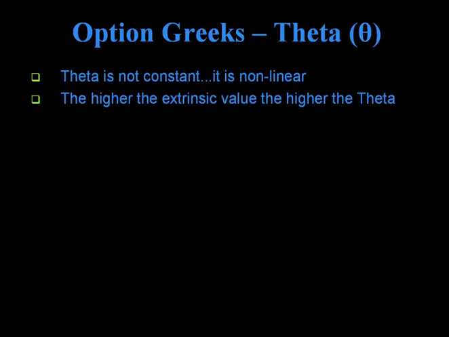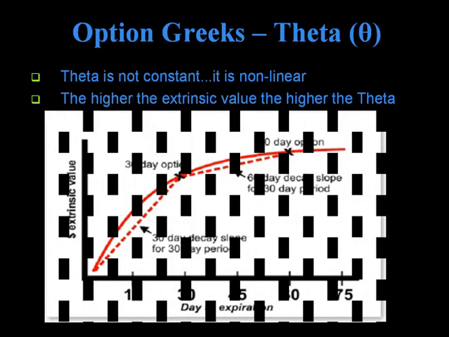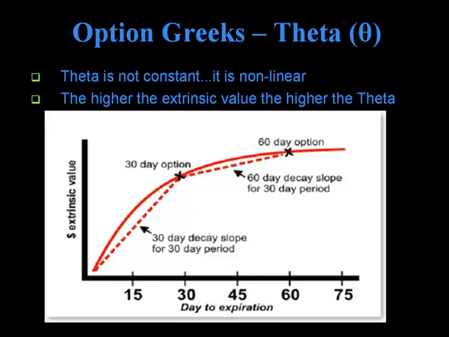Now, one thing about theta is it's not constant. It's nonlinear. Like the option Greeks delta and gamma, theta is not constant. Remember, the only thing we said that was constant that we talked about was strike price. Everything else changes. It's like herding cats. Some are going up and some are going down. Theta is not constant. It's nonlinear. Now, what do I mean by nonlinear? Well, the higher the intrinsic value, the higher the theta. But nonlinear looks something like this.